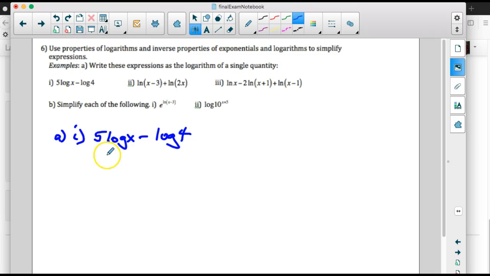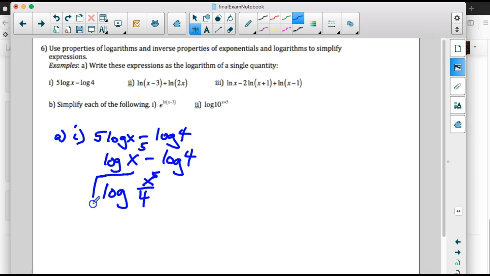Okay, the first step is to write it as log x to the 5th, because the 5 in front is an exponent on the x, and then we would combine them together with a division. That's what subtraction of logarithms means. So log x to the 5th divided by 4 is the solution for the first one.